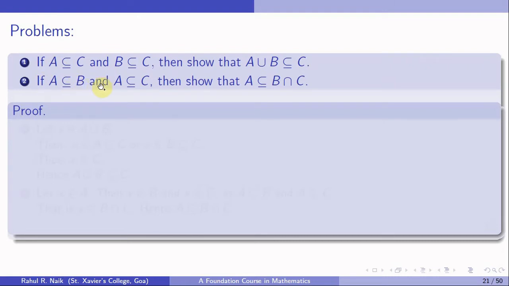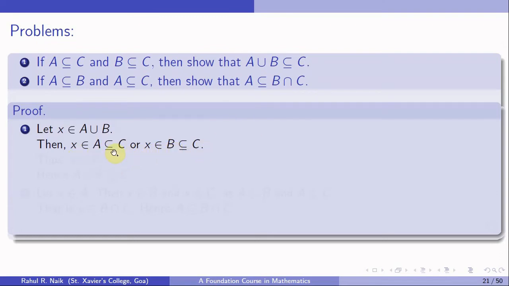So how do we prove this? I'll prove the first one. Suppose I want to show that A union B is a subset of C, given this. If X belongs to A union B, then X belongs to A or X belongs to B by definition. But we know that A is a subset of C as well as B is a subset of C. So X belongs to C or X belongs to C. Saying this statement is true is the same as saying X belongs to C, because in both cases we have OR. So therefore A union B is a subset of C.